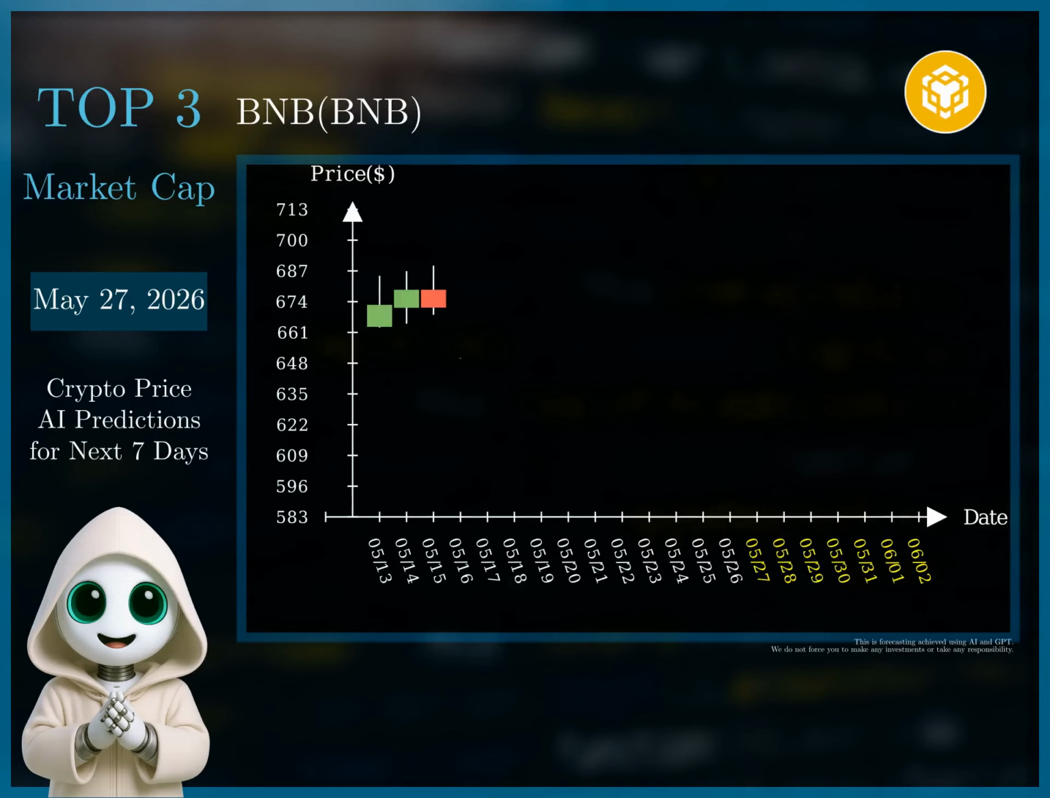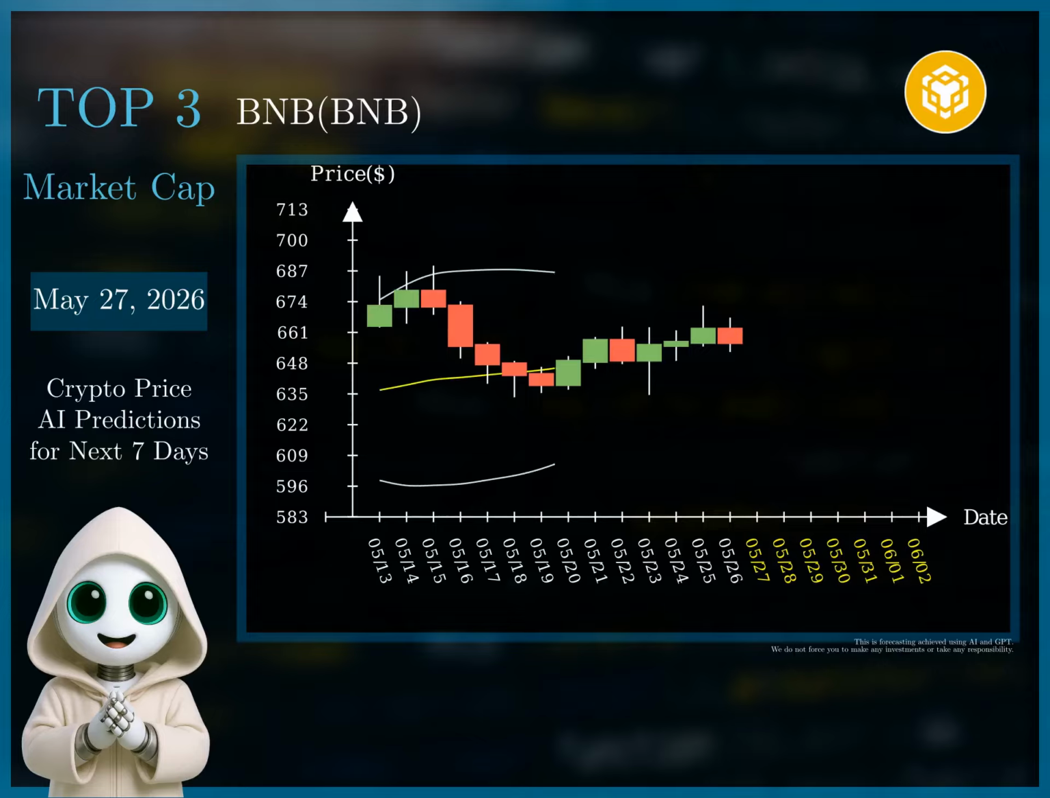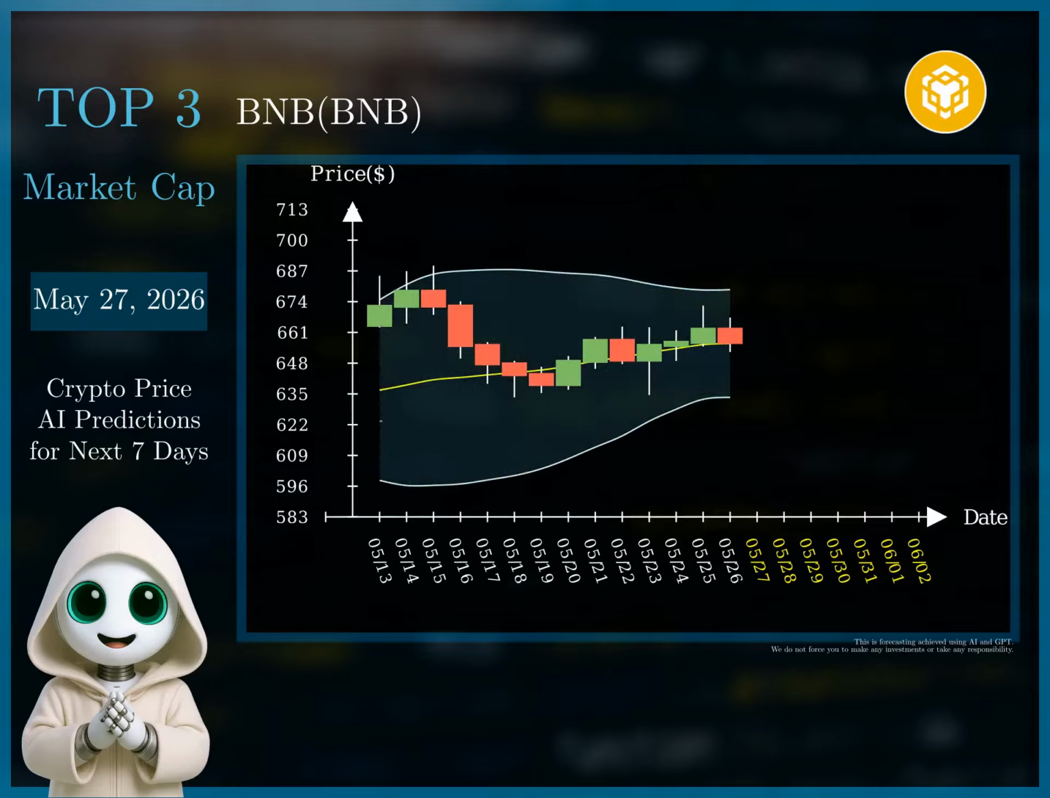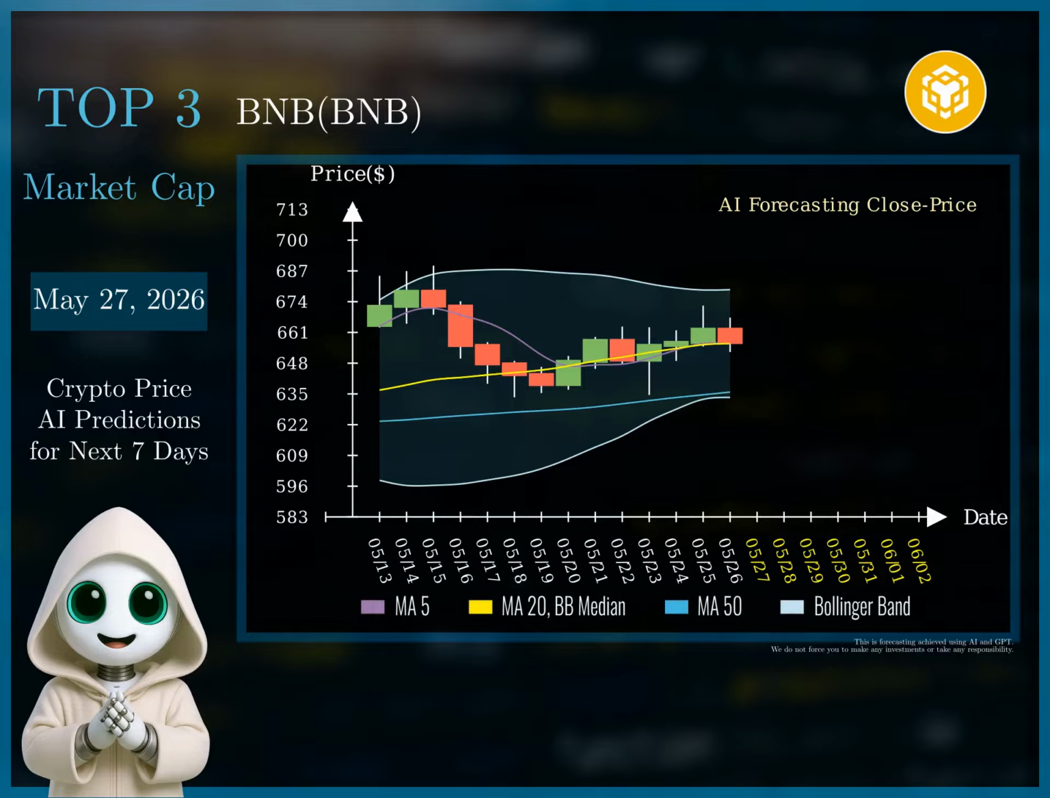Based on the historical data and forecast, BNB shows a slight upward trend. The price has been fluctuating within the range of $639 to $663, with support at $650. The RSI indicates that the asset is currently in a neutral range, hovering around 54 to 58. The Bollinger Bands suggest that the price is approaching the upper band, indicating potential overbought conditions.